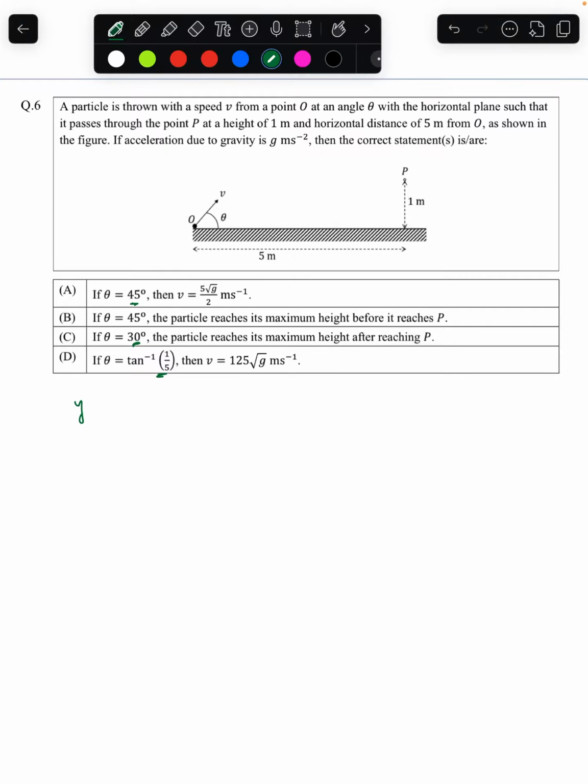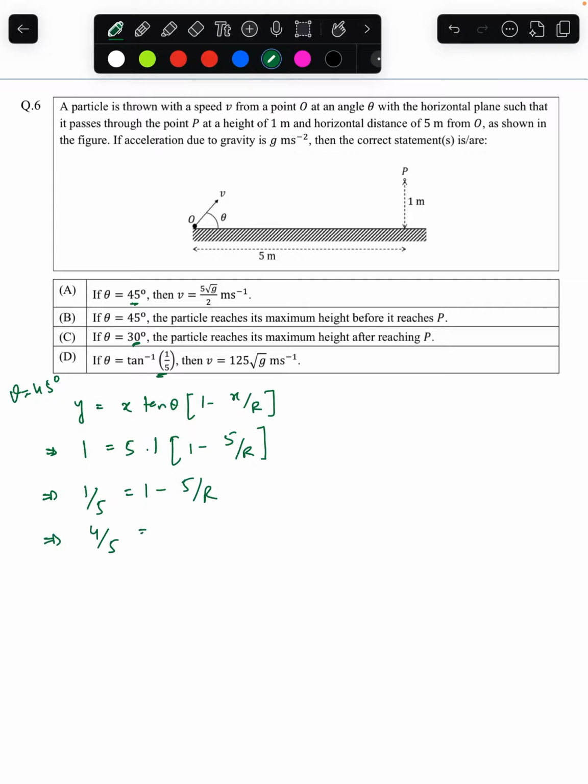I will go by the basic equation of projectile: y is equal to x tan theta into (1 minus x by R). Y here is given to be 1, x is given to be 5. If I take the first value of theta, I am checking after taking theta equal to 45 degree. So tan 45 degree is 1, into (1 minus 5 by R). So 1 by 5 is equal to 1 minus 5 by R. So basically it is coming 4 by 5 equal to 5 by R. So R is equal to 25 by 4 meter.